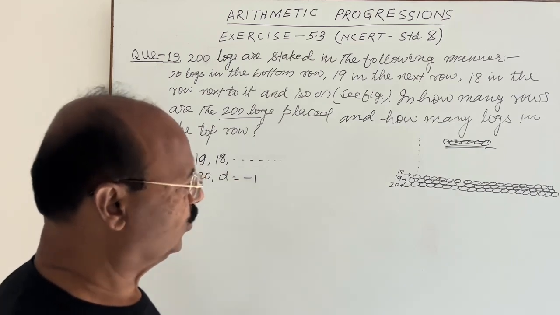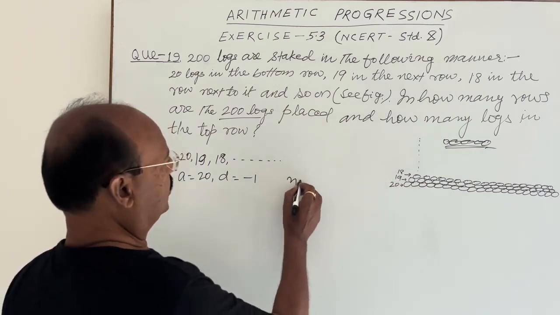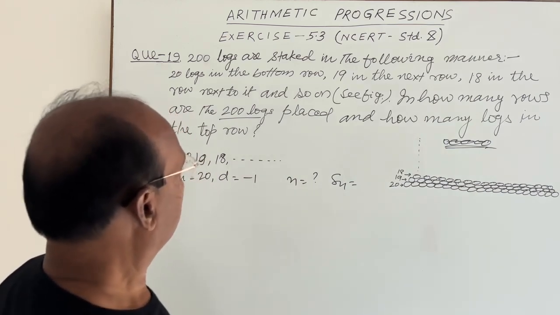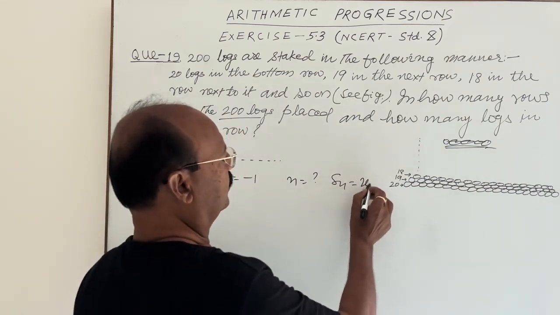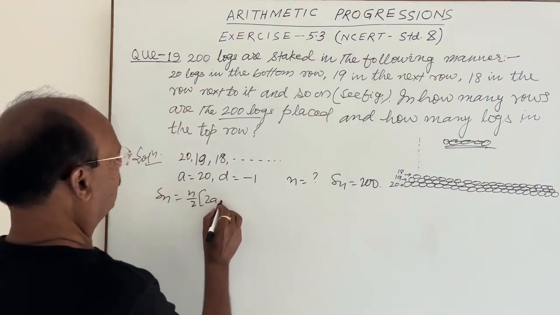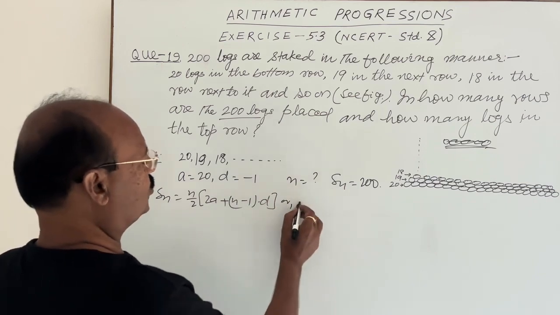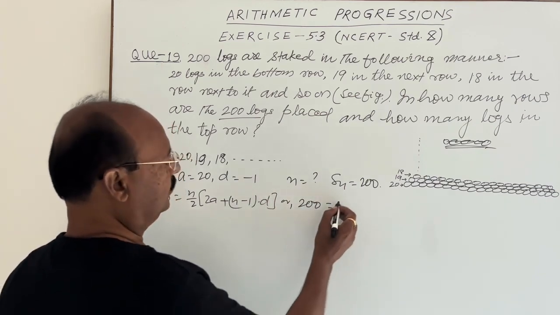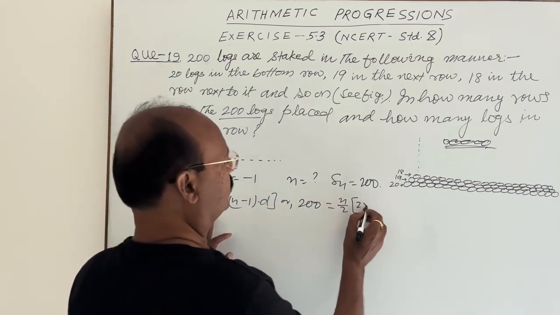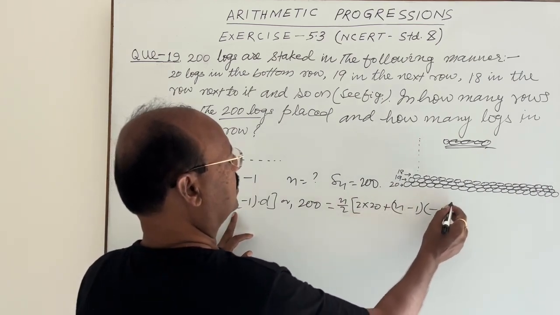We have to find out the total number of rows of logs, so let us find n here. Sn is given: the total number of logs in n rows is 200. So we can use the formula Sn is equal to n by 2 into 2a plus (n minus 1) into d. Sn is 200, so 200 is equal to n by 2 into (2 into 20 plus (n minus 1) into d), where d is -1, and we have to find n.